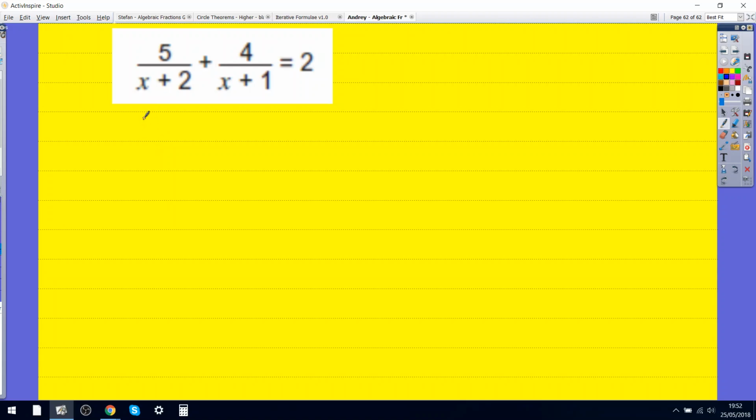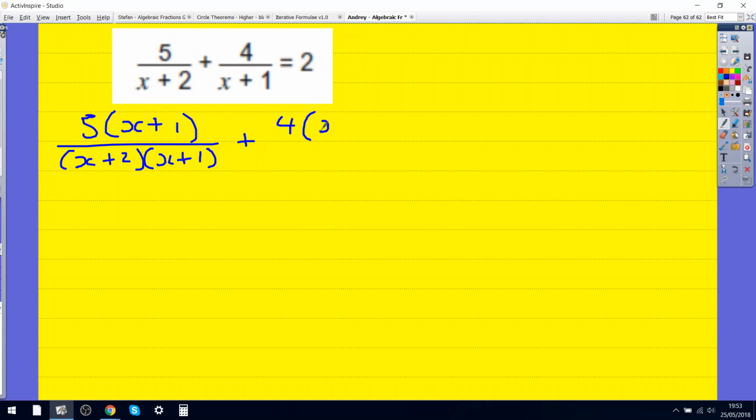Okay. Yeah, so if I did x plus 1 times the fraction on the left and x plus 2 times the fraction on the right. Then it would be 5 and then brackets x plus 1 over x plus 2 and x plus 1, plus 4 and then x plus 2 over x plus 1 and x plus 2.